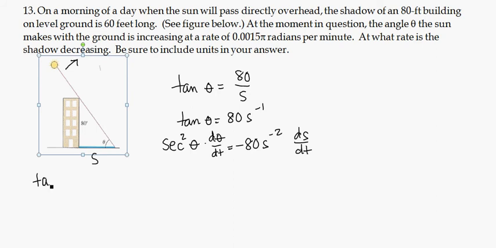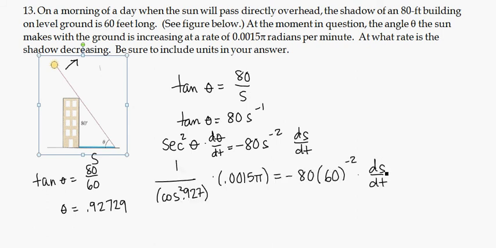So we solve the equation tangent of theta equals 80 over 60, because we're stopping at the moment when the shadow length is 60, and solving for that we get 0.92729. So we substitute all our values into our equation, and in this case we're actually solving for ds dt.